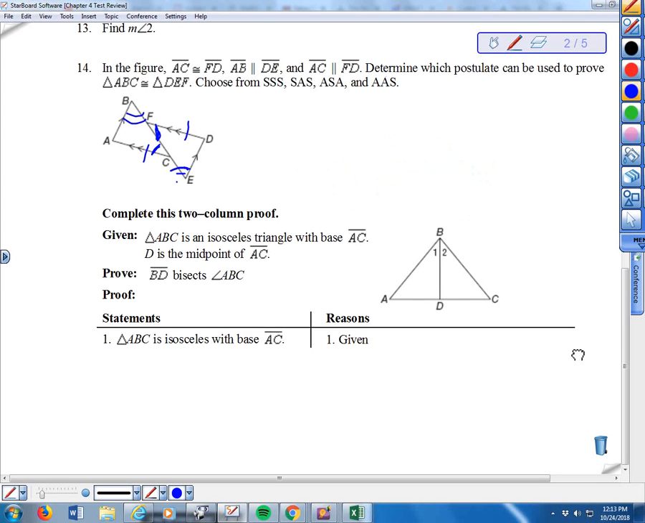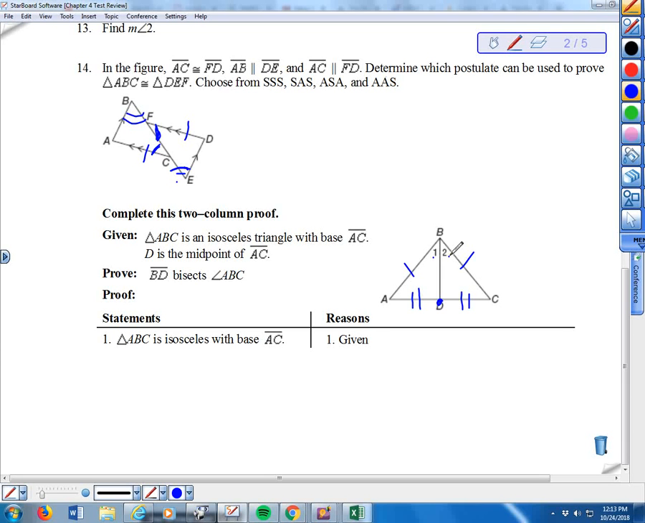ABC is an isosceles triangle with base AC. Mark it up as you go. D is the midpoint. That tells me that this is equal to that. Prove that BD bisects angle ABC. So I need to prove angle 1 and angle 2 are congruent. That is my goal in this proof, to prove those two angles are congruent.